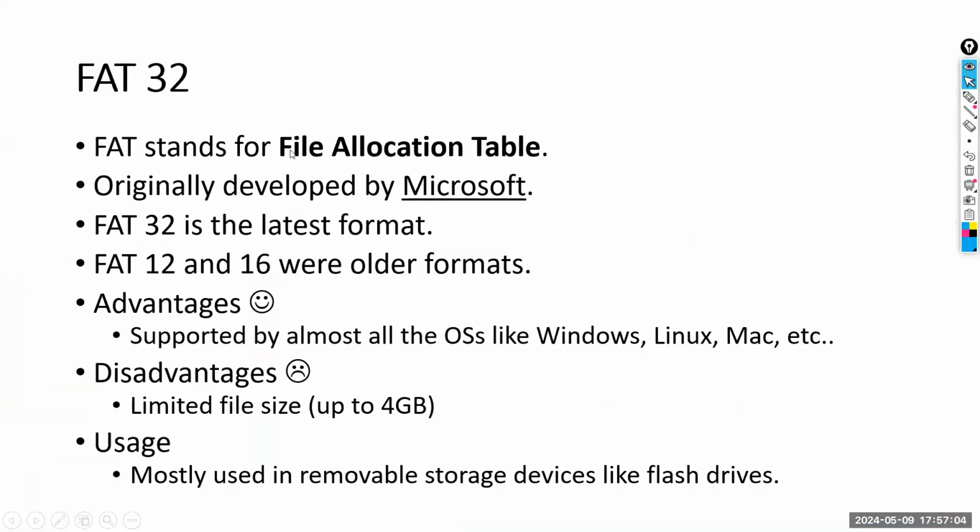FAT stands for file allocation table. That was also originally developed by Microsoft, but now Microsoft has developed a different approach called NTFS. So though Microsoft developed FAT32, now FAT32 is predominantly used by other operating systems, whereas Microsoft has moved to NTFS. It is supported by almost all the OSs like Windows, Linux, Mac. But it has a limited file size for allocations. So therefore, we use FAT32 mostly for removable storage devices.